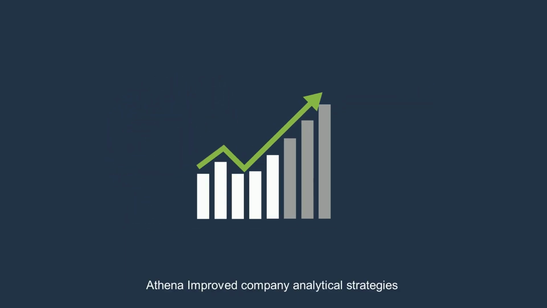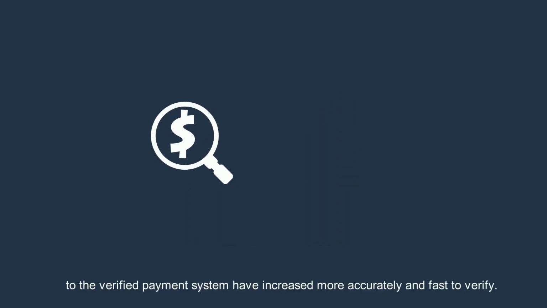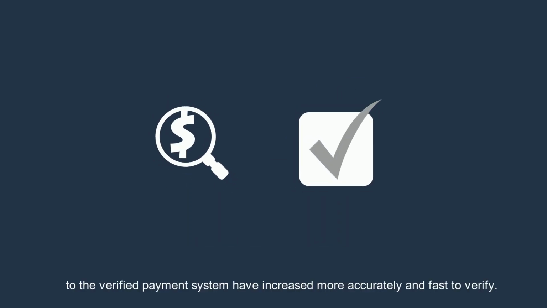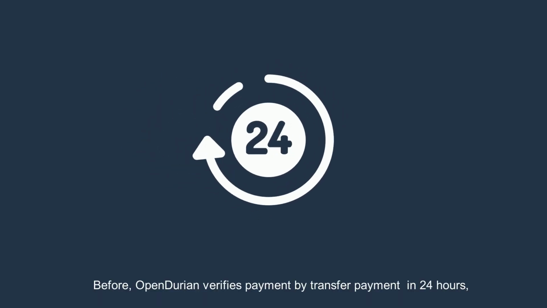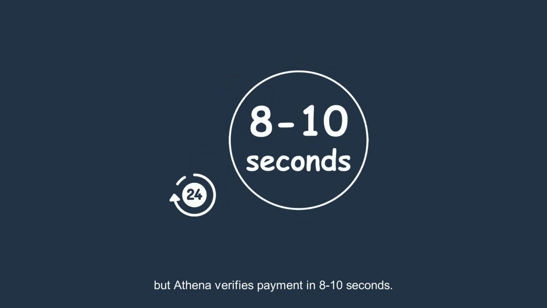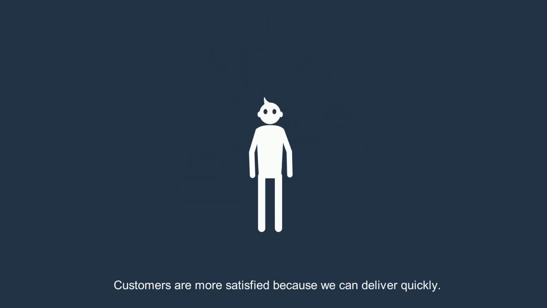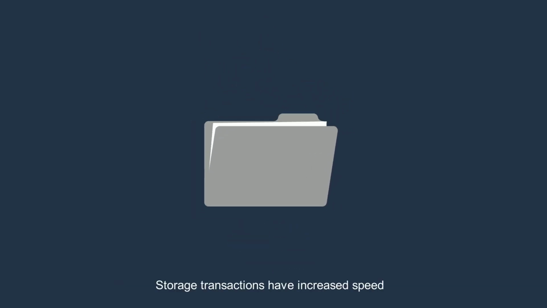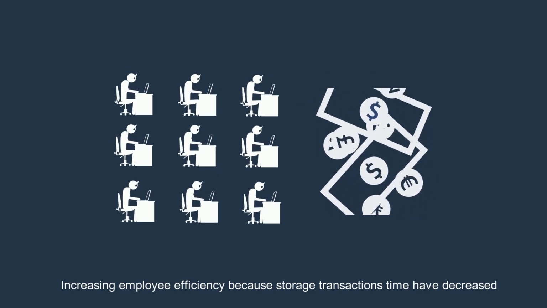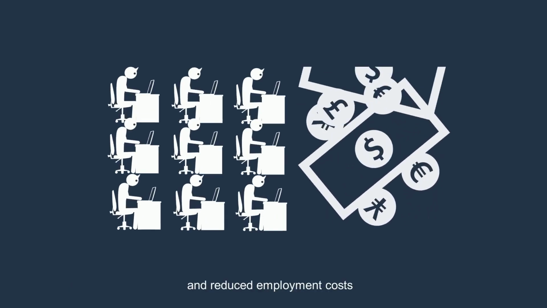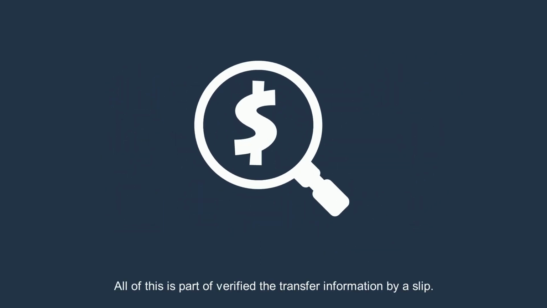Athena improved the company's analytical strategies, so the verified payment system has become more accurate and faster to verify. Before, OpenDurian verified payment by transfer payment in 24 hours, but Athena verifies payment in 8 to 10 seconds. Customers are more satisfied because we can deliver quickly. Storage transactions have increased speed. Employee efficiency increases because storage transaction time has decreased, and employment costs are reduced. All of this is part of verifying the transfer information by a slip.